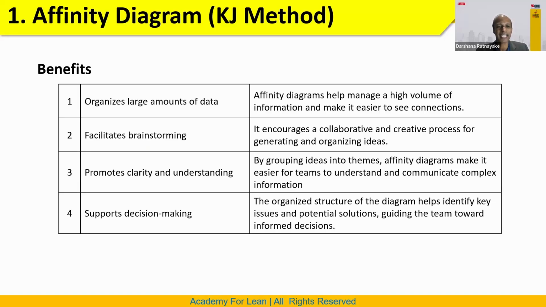First one is to organize a large amount of data. Let's say we have 50 ideas. It's very difficult for us to read each and every idea and execute it. But if we categorize these ideas, then those 50 ideas we can maybe execute within 5-6 actions. So that is one of the major benefits, right? The affinity diagram manages a huge volume of information or categories. That's number one.